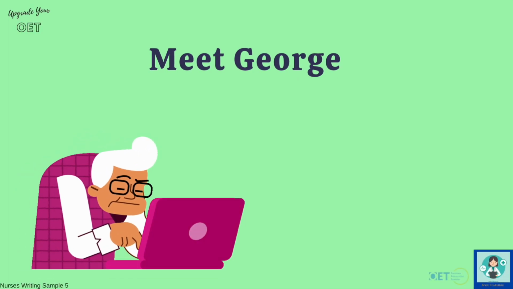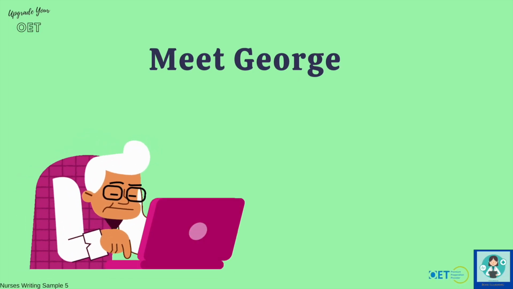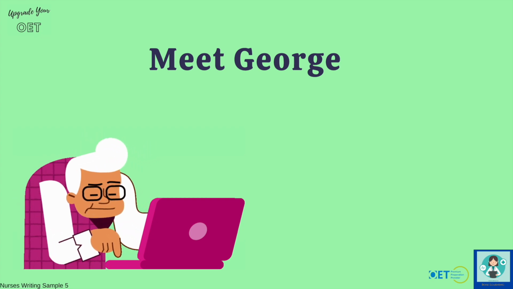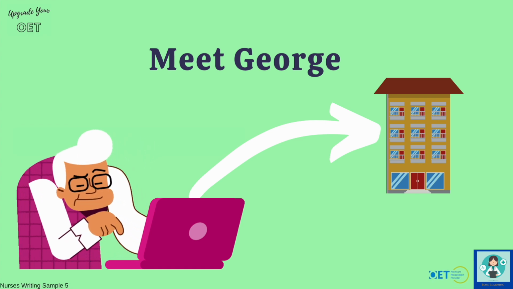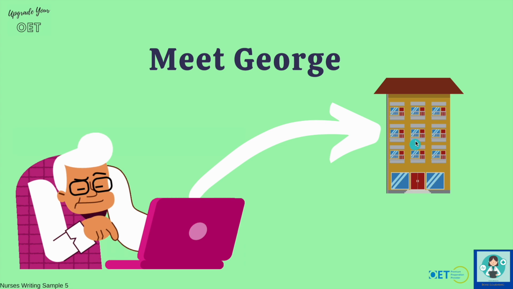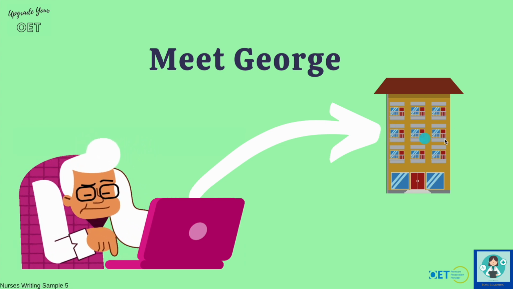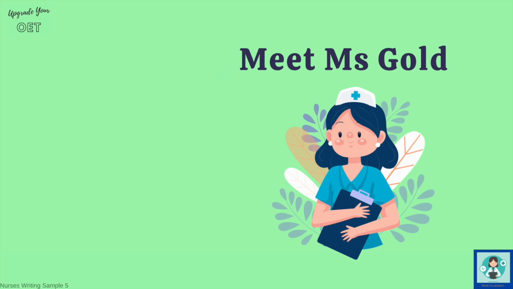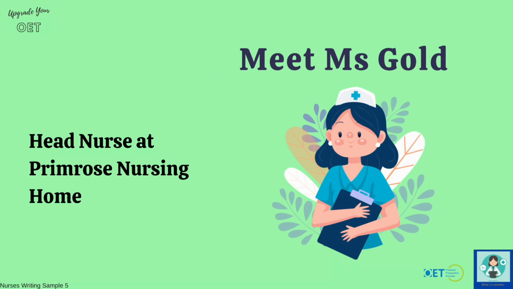Okay, so first of all today, I'd like you to meet George. Here he is, an active elderly gentleman who is busy on his computer, as you can see. George lives on the second floor of this block of flats here. So, second floor in UK English means this one here. I'd also like you to meet Ms. Gold. Here she is. She is the head nurse at the Primrose Nursing Home.